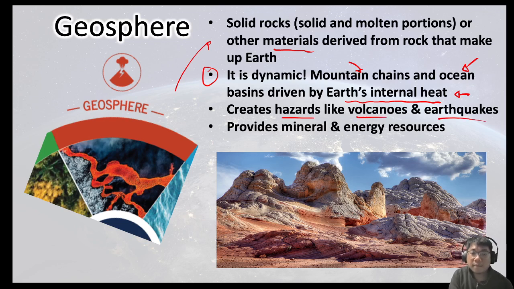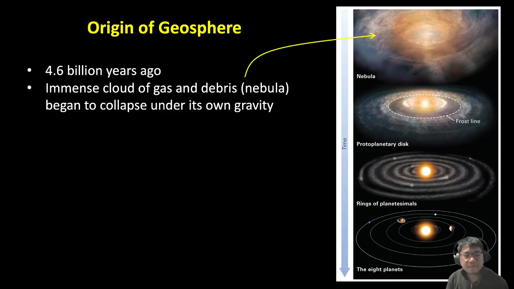But at the same time, it also provides substances or things that humans need. For example, mineral resources and energy resources. So that is the geosphere. And when we learn about the geosphere, I'd like to start with the origin of the geosphere, or you can say the origin of the Earth.